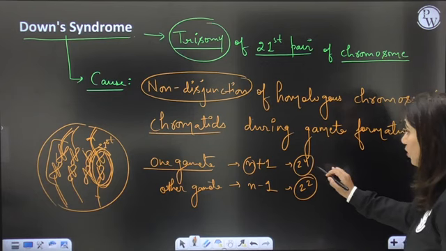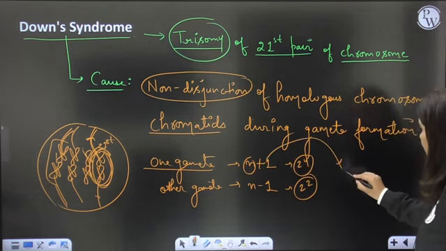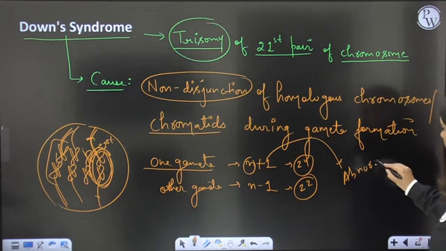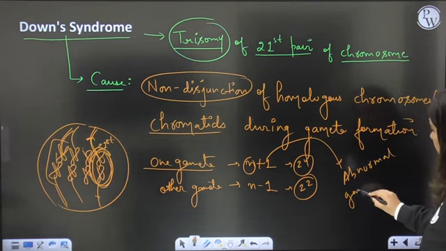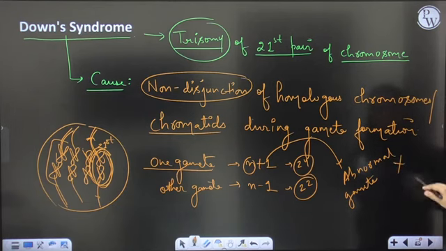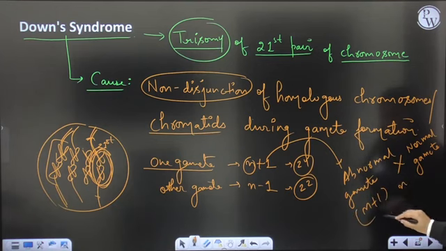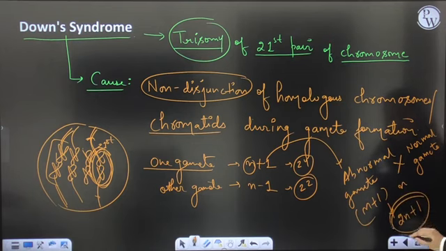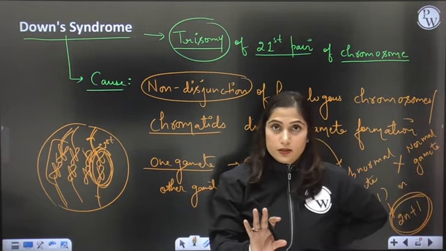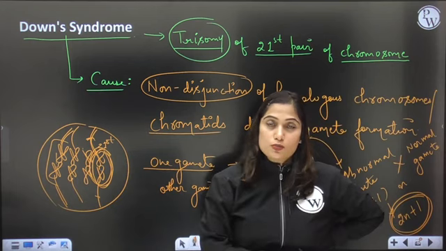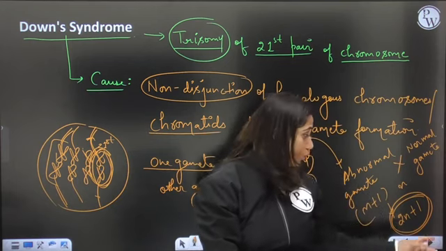And when this abnormal gamete fuses with the normal gamete, the abnormal gamete is n+1 and the normal gamete is n. So what will be the situation? 2n plus 1. A normal human being is 2n diploid, right, with 46 chromosomes. But an individual with Down syndrome is 2n plus 1.